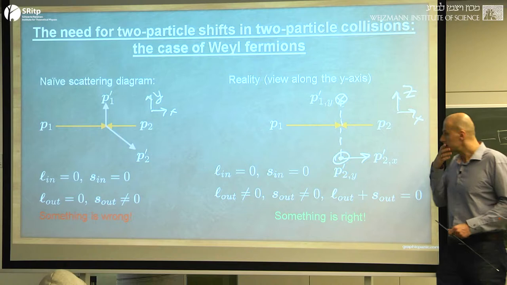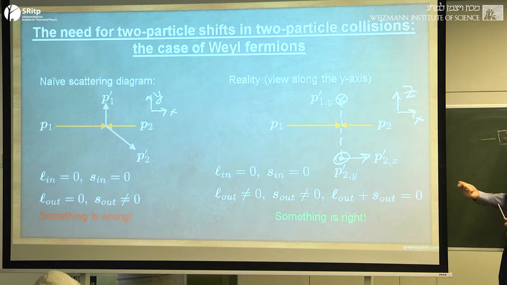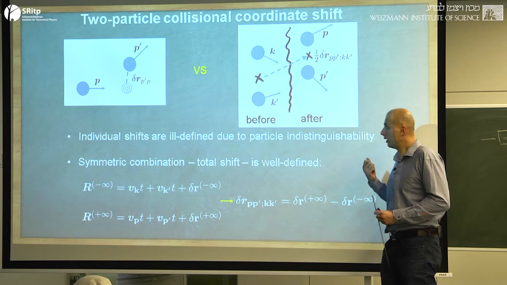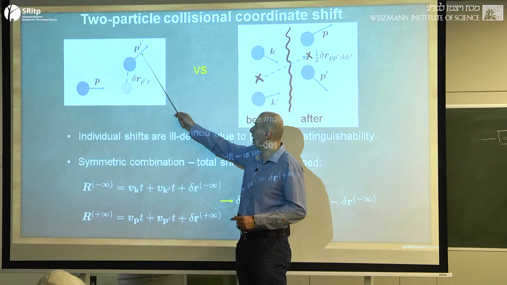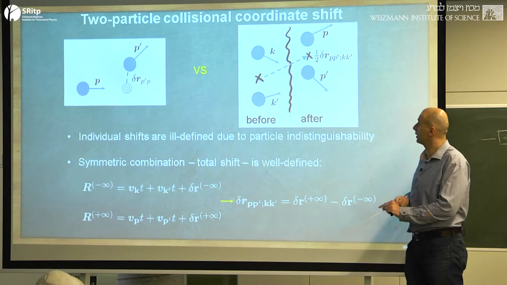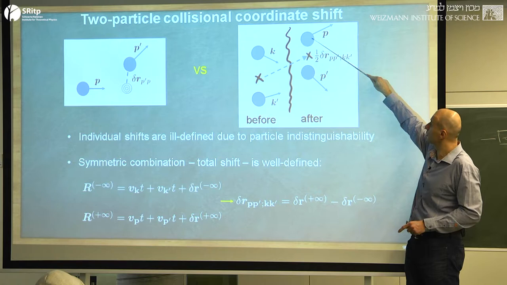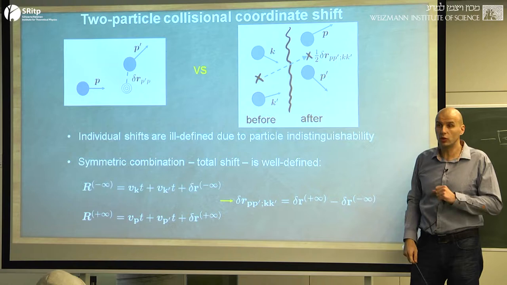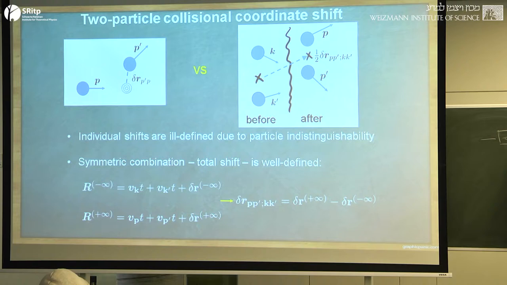Essentially, angular momentum conservation immediately tells you that there should be these shifts in two-particle collisions. However, do they reduce to single-particle shifts? The answer is immediately no, for the following reason. Here, the shift depends on the final and initial momenta of the electrons. When you have two electrons colliding, because of their indistinguishability, if these are two final electrons, you do not know which one this was before the collision, this one or this one. So you cannot reduce this to a single-particle shift.